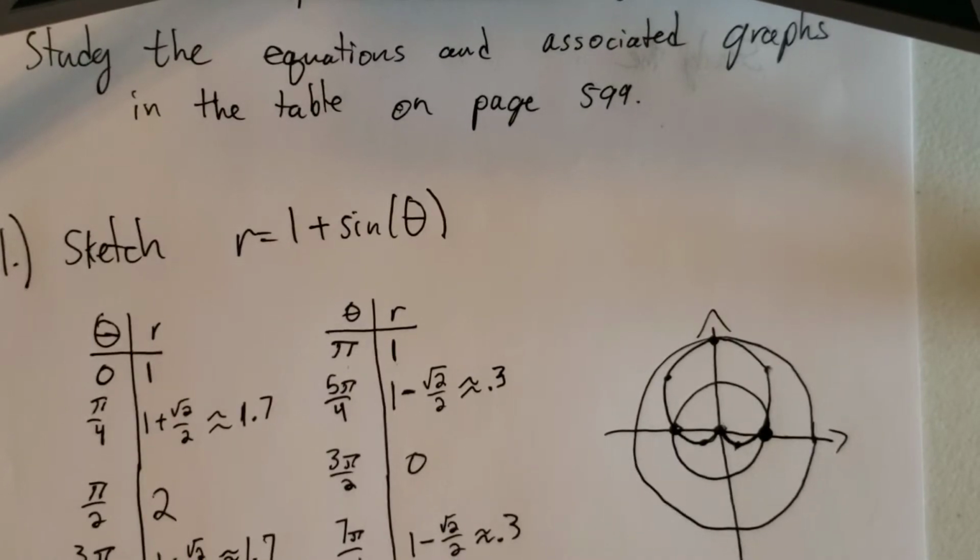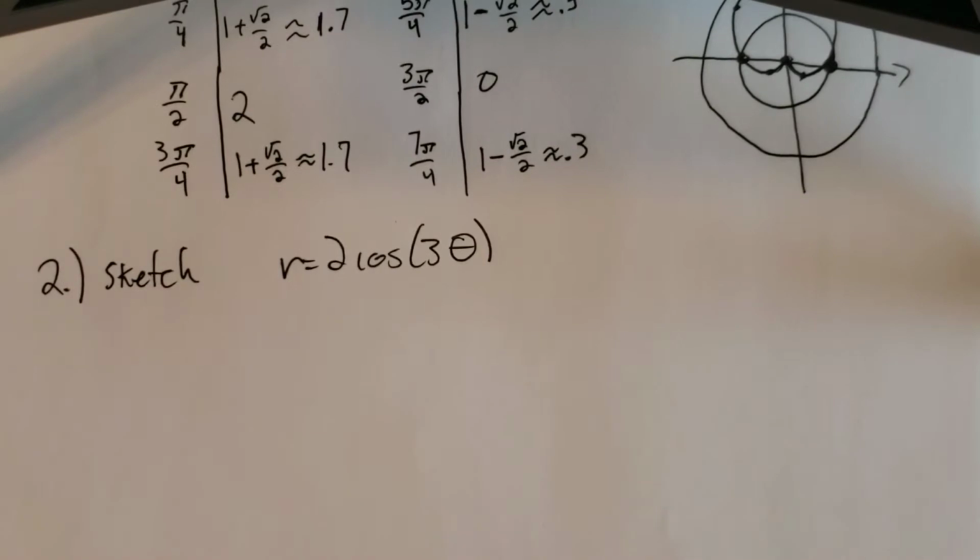We do have another example here that we want to go through. We're going to sketch r is equal to 2 cosine of 3 theta.